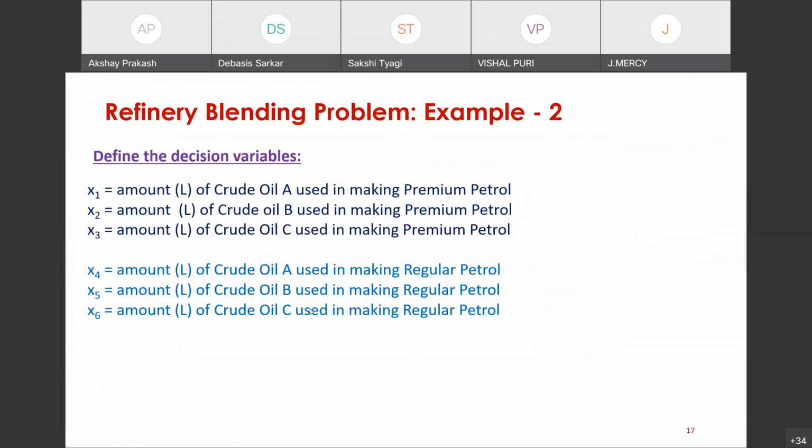Okay. So there will be 6 decision variables because you need to decide how much of A, B, C will be required for producing premium petrol as well as regular petrol. So you need 6.